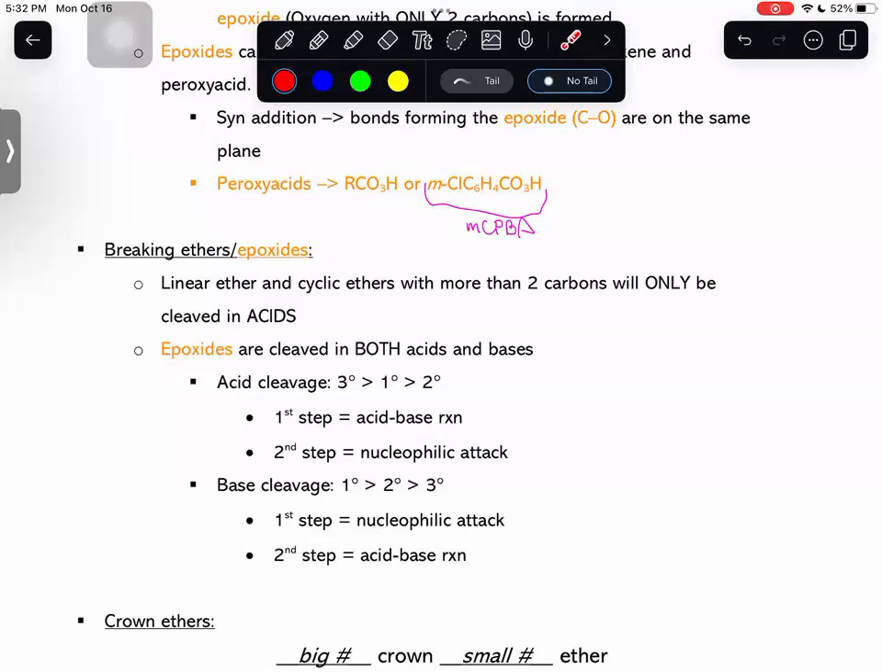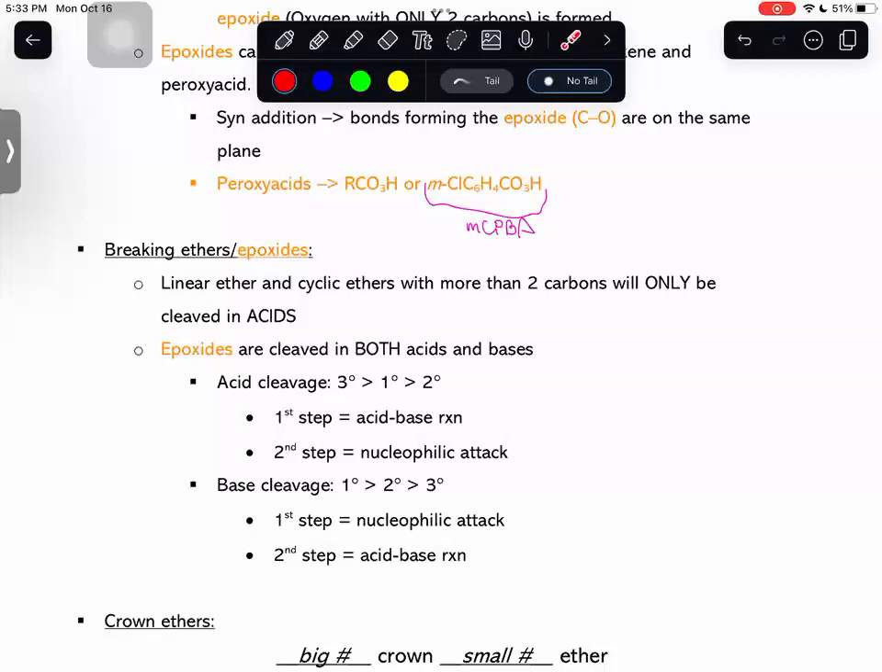Okay, guys. So we know how to make our little ethers and epoxides, right? We have to learn how to break them. Now, normal ethers, not epoxides, either linear or cyclic, are only going to be cleaved with acids. Only with acids. Please remember that. The epoxides can be cleaved in both acids and bases. That was the main difference.